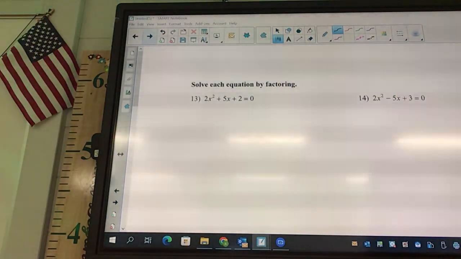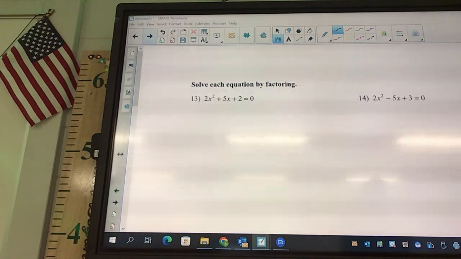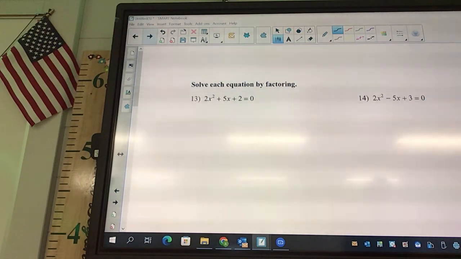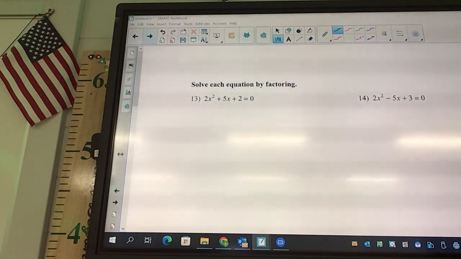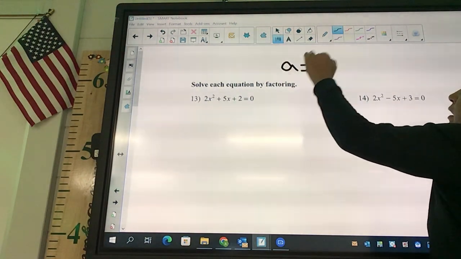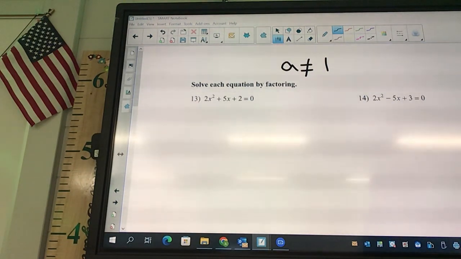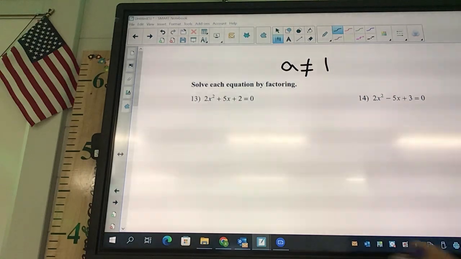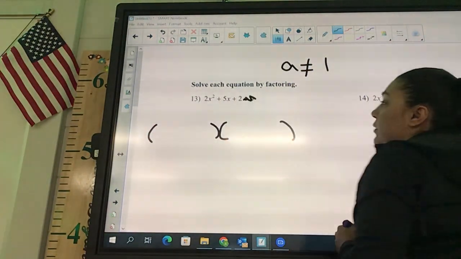Okay, 13. Solve each equation by factoring. Okay, what kind are these? Okay, does a equal 1? No, it does not. a does not equal 1, and these are going to be the harder version, okay? They're the guess and check. So you're going to draw your two parentheses, and remember, we're going to ignore this equals 0, so you can cross them off.